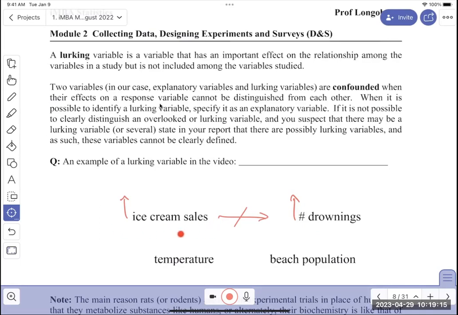If we had a good relationship with the person selling ice cream, maybe they could give us a call, right, when sales are up and say, you know what, there's a lot of people buying ice cream. Maybe there's going to be more drownings. Or you could think, well, actually, the reason why there's a lot of people buying ice cream is because there's a lot of people on the beach. Or there's a lot of people on the beach because the temperature is high. So now you have a lot of different variables here that could explain the drownings.